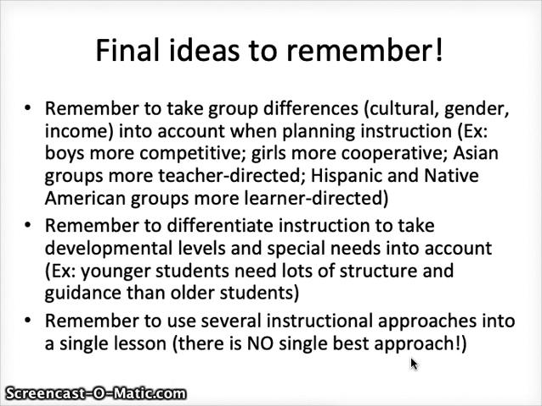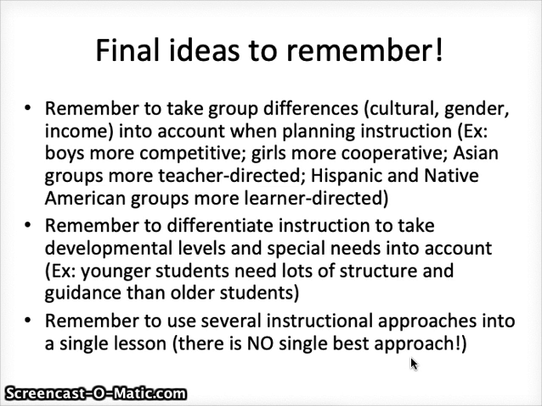And some big final ideas to remember for either using teacher-directed or learner-directed instruction, and that is we always need to look at the differences within the groups we are teaching. These differences can be cultural differences, gender differences, socioeconomic differences when we're planning. So for example, we know that boys tend to have a more competitive side, girls tend to be more cooperative. So when we're planning instruction, how is that going to help us?